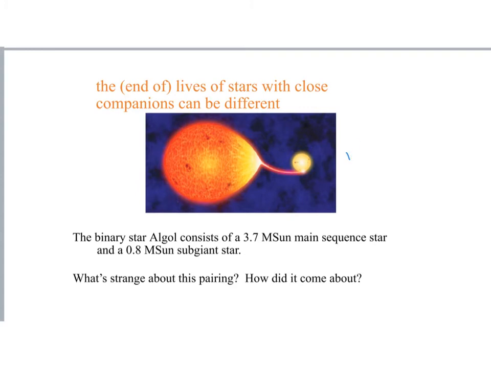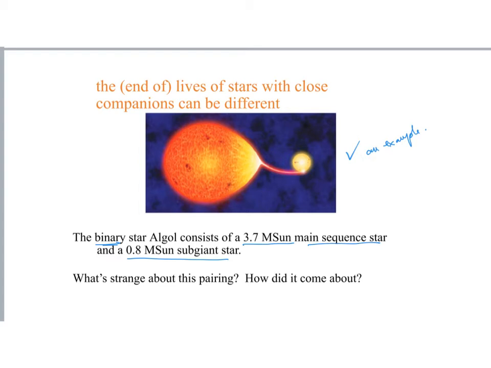Okay, take this Algol star for example. So, an example, we have a binary star. You see here 2 stars, but we measure their masses and we measure how far away they are, and we measure some things about them, temperature, position, and we found out that there is a 3.7 times the mass of the sun main sequence star, and then a sub-solar in mass subgiant star.